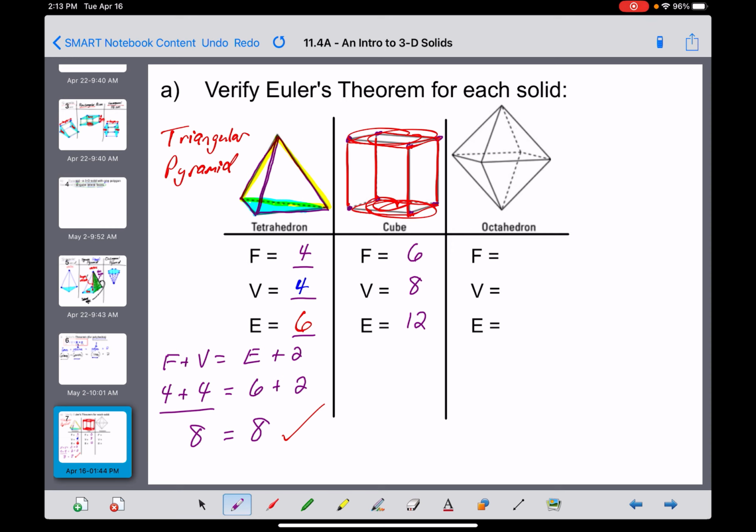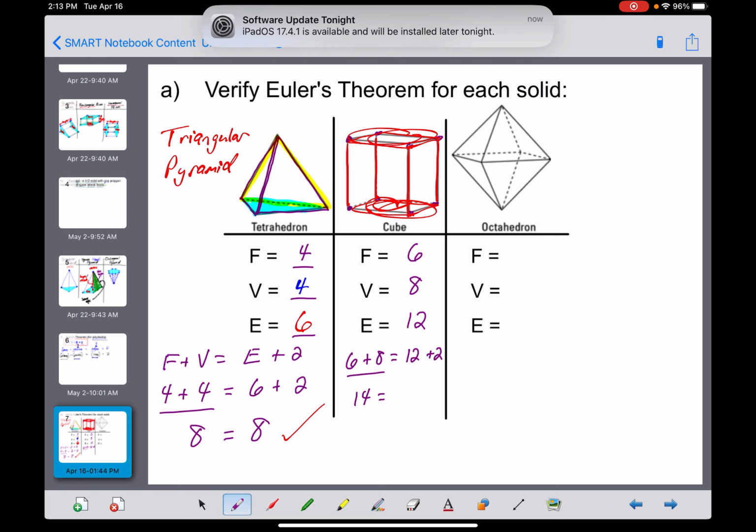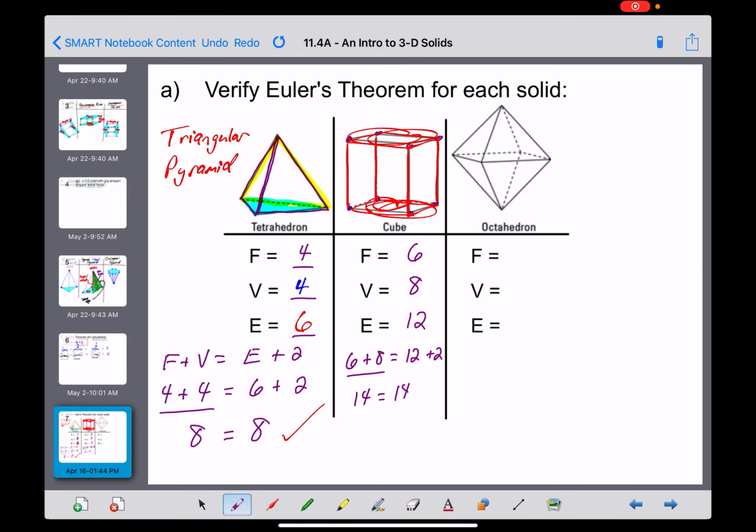And let's see if this works now, guys. Faces plus vertices, 6 plus 8, should equal edges, 12 plus 2. Does it work? 6 and 8 is 14. 12 and 2 is 14 as well. And so that kind of tells me then that this seems to work in this case right here as well. 14 equals 14.